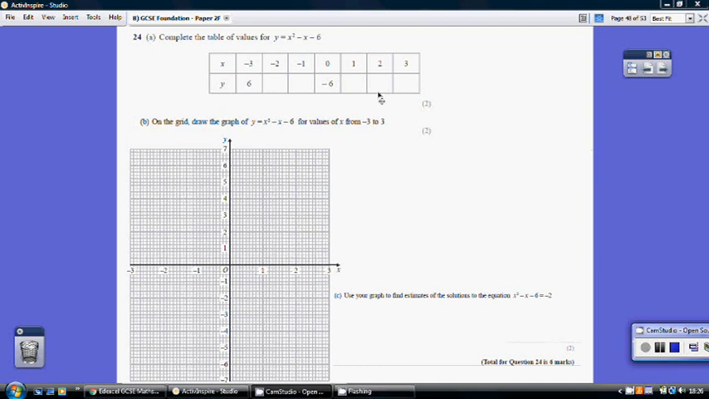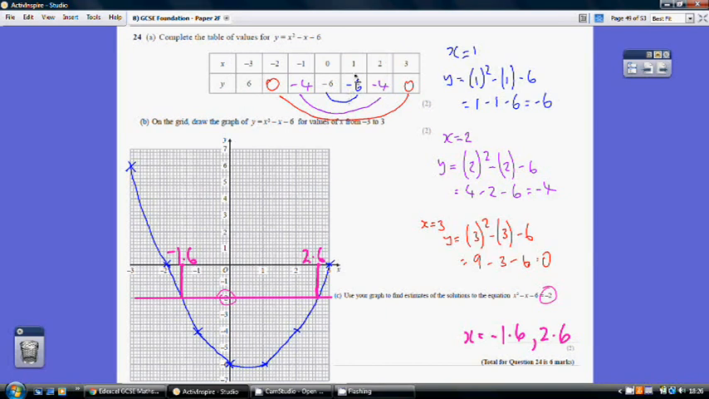Question 24. So this is going to be a quadratic graph. It's a positive x squared, so this is going to be a positive parabola. This is going to be one of those smiley face graphs. So let's start off by working out some of the easier points, and I would suggest you just focus on the positive ones. So we need to substitute into the function when x is 1 to start with.